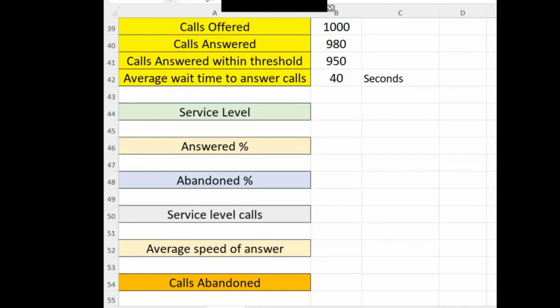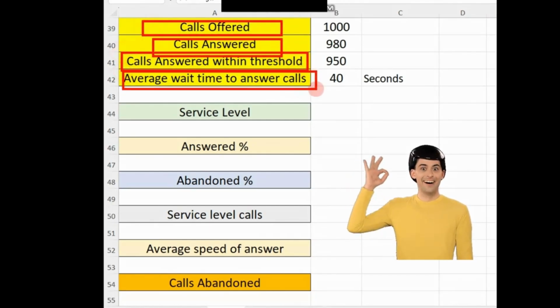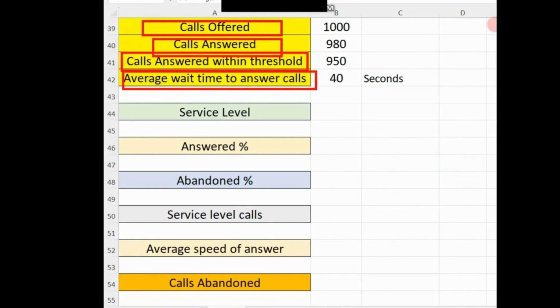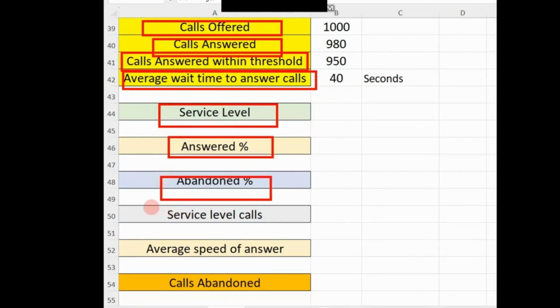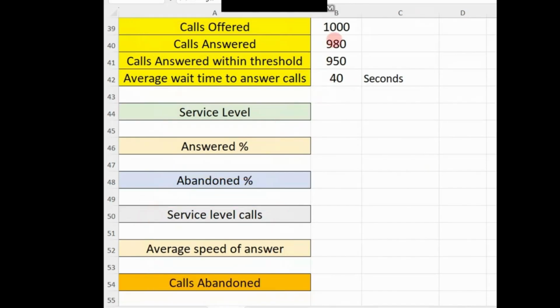So now let's start with the questions I have included in this video. You can see on my screen, I have taken some numbers: calls offered, calls answered, calls answered within threshold, and average wait time to answer calls. We will get to know one by one how we can simply find out service level, answer percentage, abandon percentage, and all other metrics with the help of these components. So now let's get started.